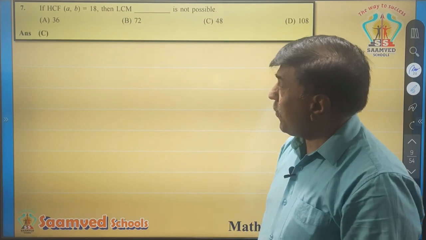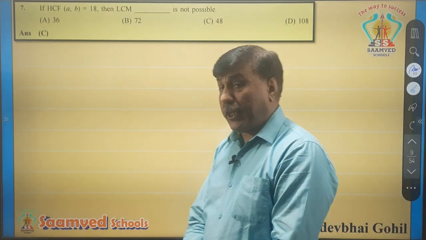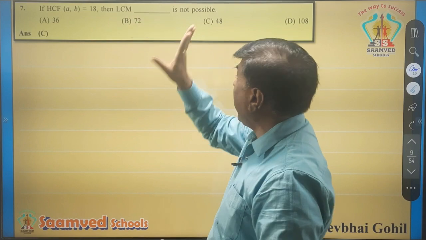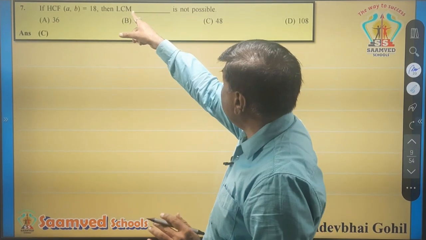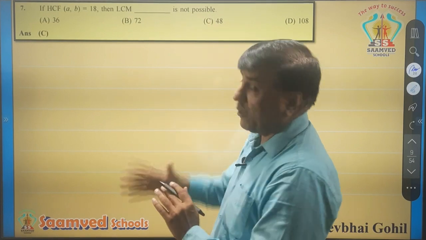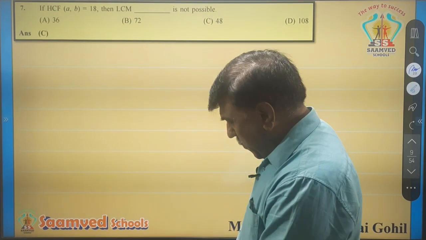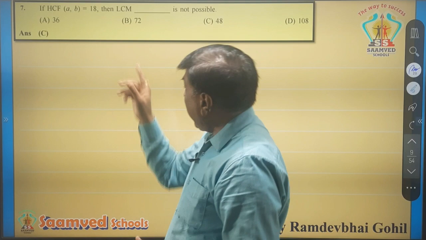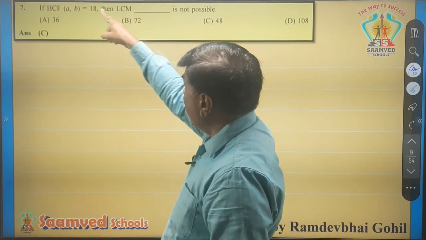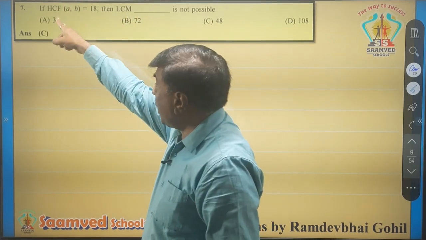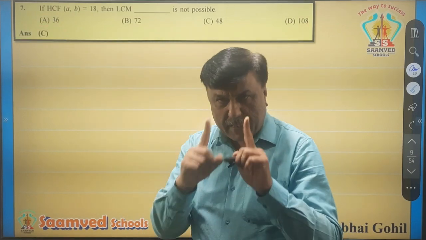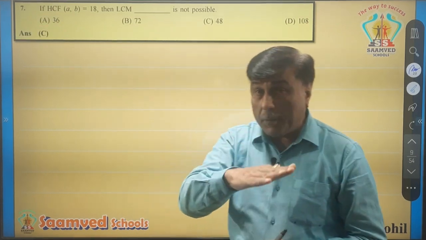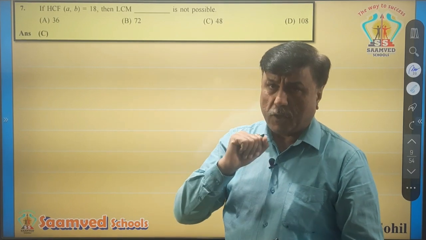Now, HCF of A and B is equal to 18 and you have to find which LCM is not possible. Friends, LCM is always a multiple of HCF. LCM is a multiple of HCF.